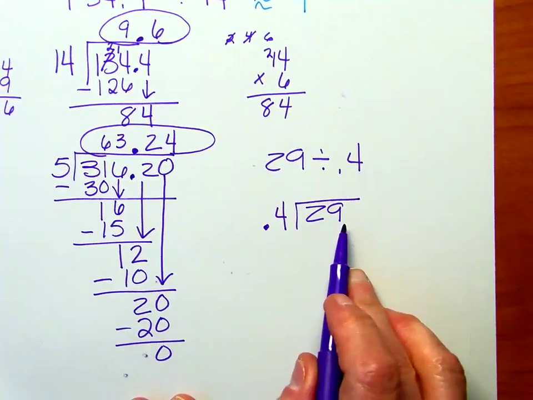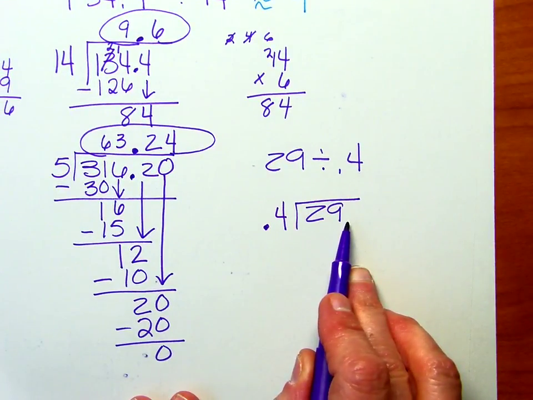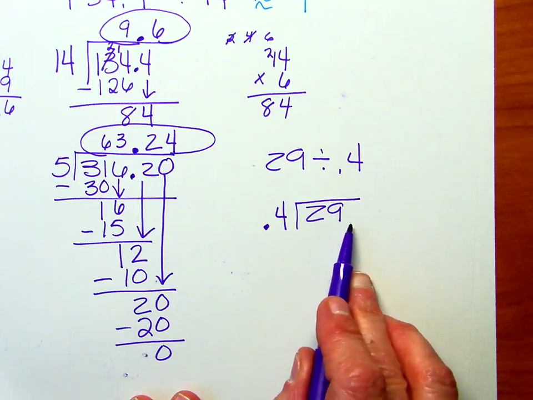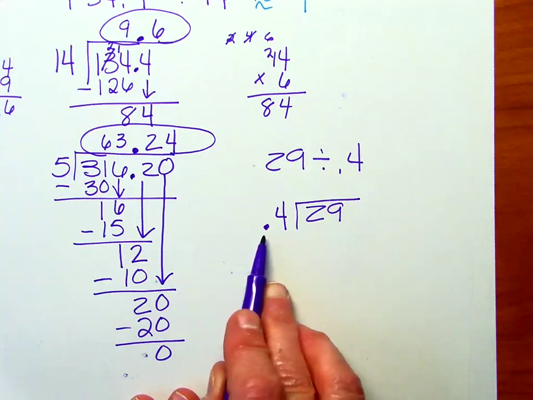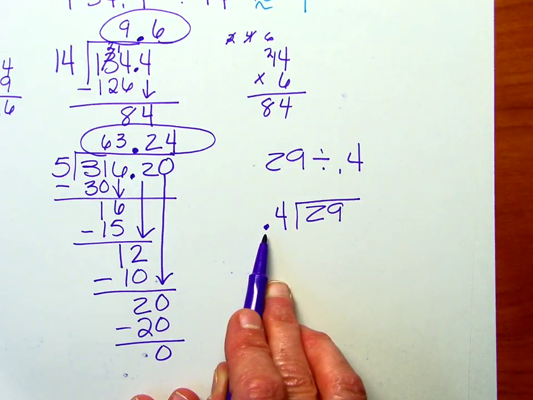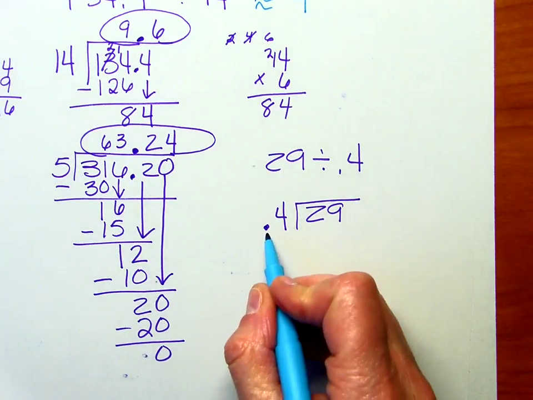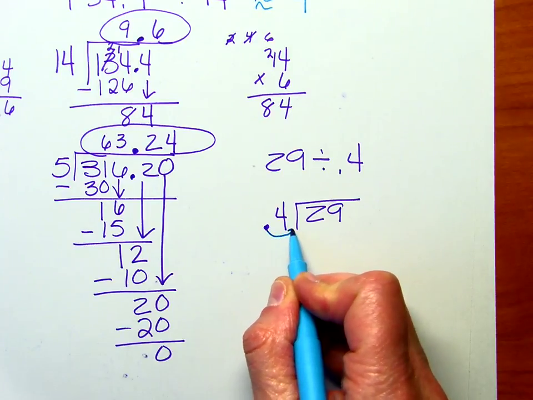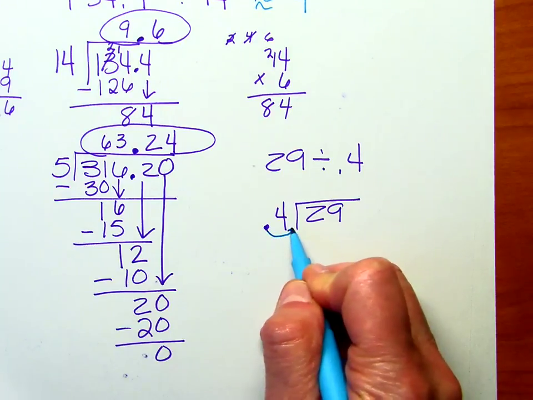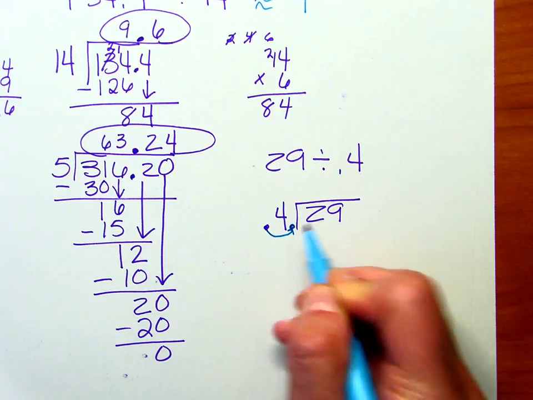Now notice there's no decimal point in the dividend. You might have problems where you do, but in this particular problem you don't. However, there is a decimal point in the divisor. To make it easy, what we're going to do is move that decimal point over 1 place, essentially putting it behind the last digit in our number.